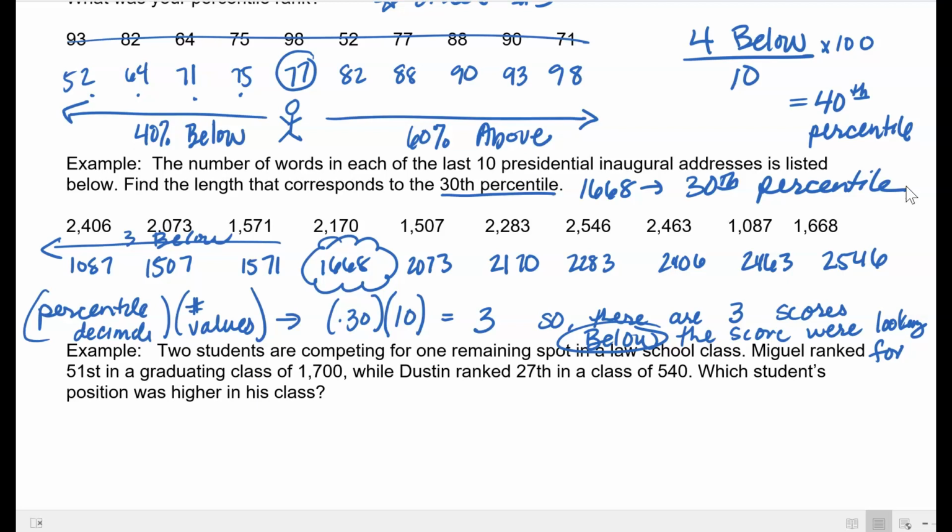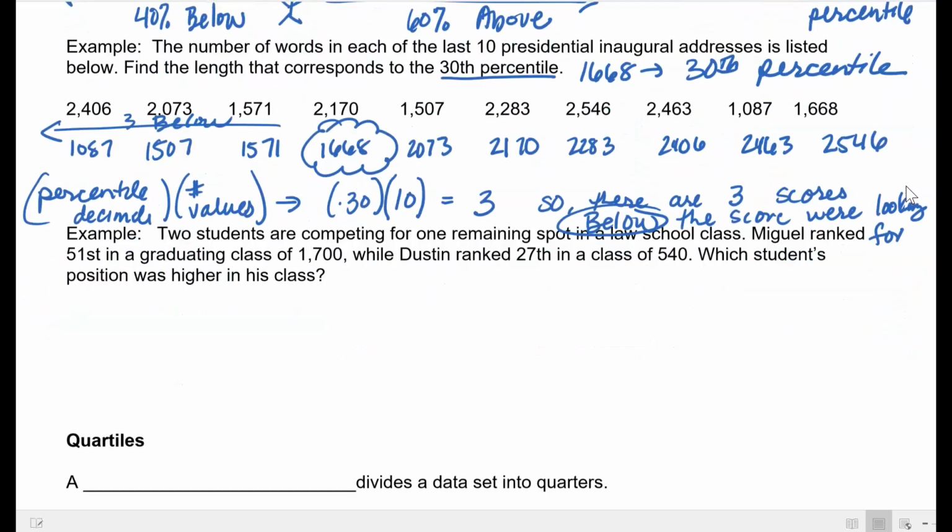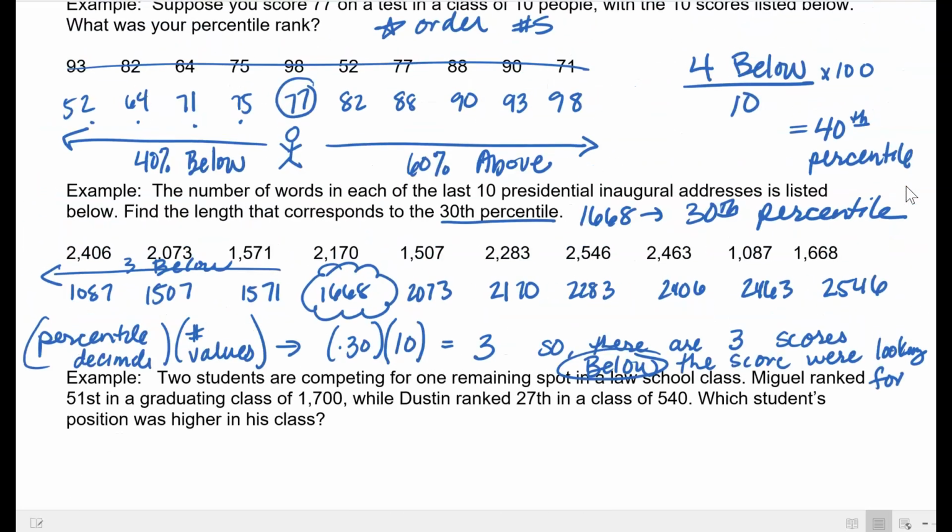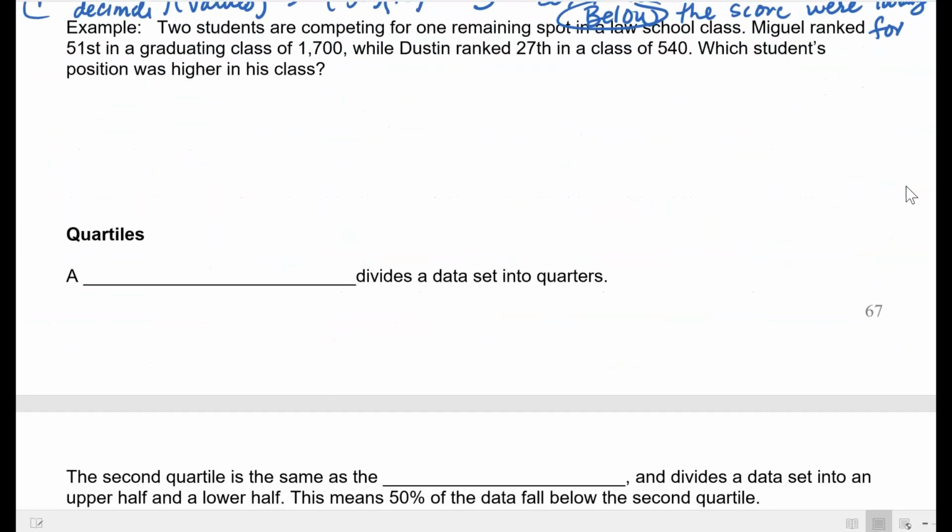All right, so last example with percentiles. You should find, hopefully, that all of your homework questions relate to one of these. In this case, we've got two students competing for one remaining spot in a law school class. They want to figure out who scores better. Miguel ranked 51st in a class of 1,700. So I'm just going to write that down.